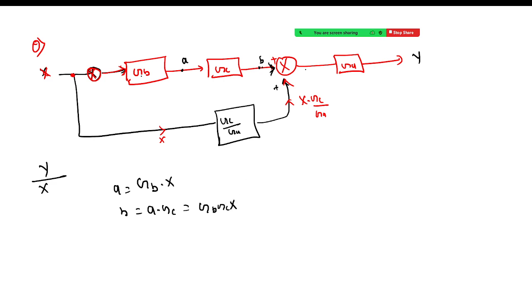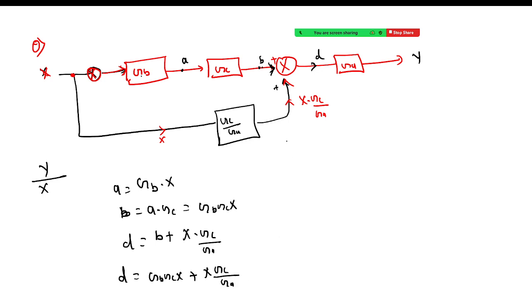Now it is coming. And let's say this one is D. So what is D? This is the best method, the way I am solving right now, because there will be very little probability of any uncertainty or mistakes when you solve it by this method, right? So D is equal to what? B plus this one, right? So B plus X into GC by GA. And we have calculated the value of B over here. So D is equal to GB GC into X plus X GC divided by GA.